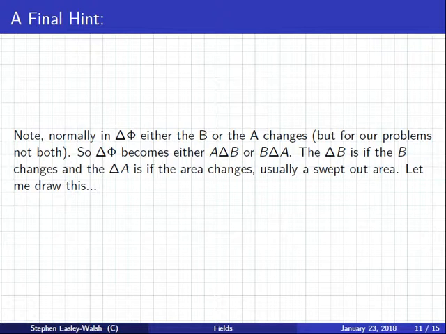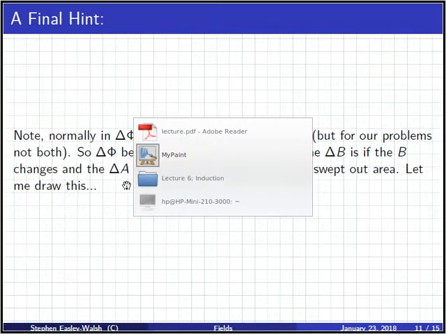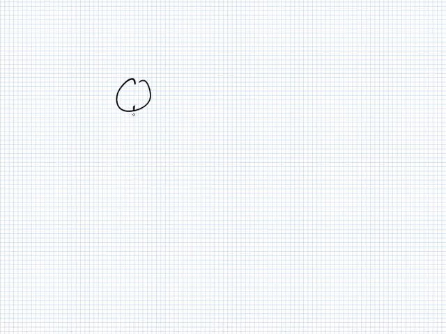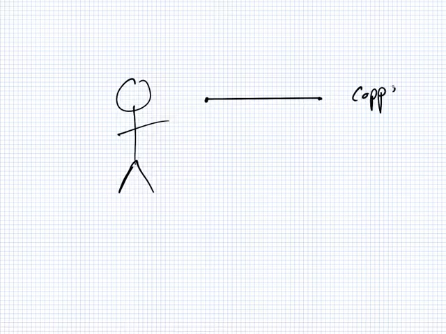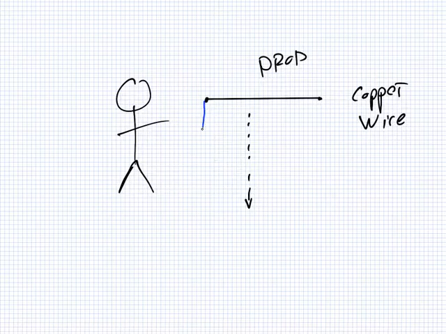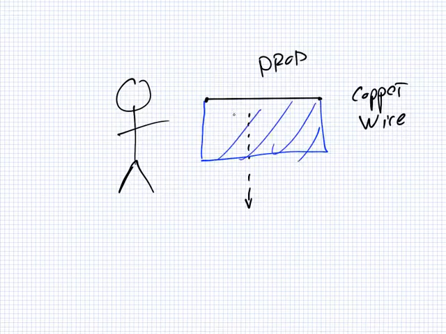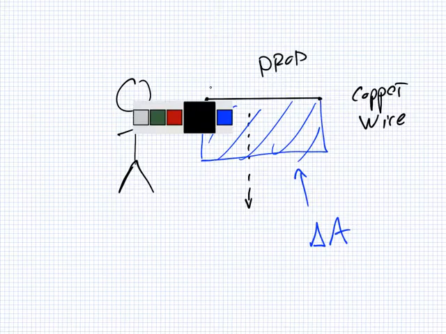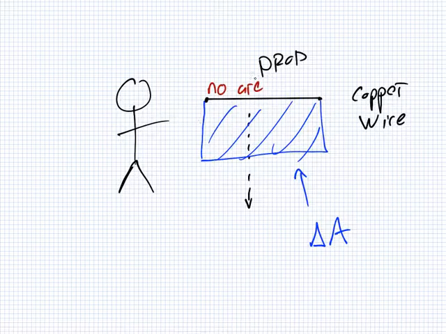What's wrong, Bruce? I don't really know what this is. Yeah, I'll draw it again. So imagine this is a copper wire. You know what I mean? Copper wire, and you drop it. So it falls. You can imagine it makes a shape like this. This is what I mean by the change in the area, because first there was no area, and now we have an area. Where did the area come from?